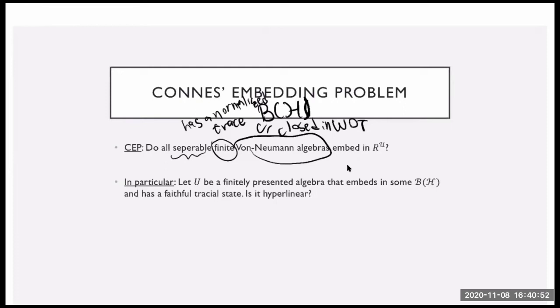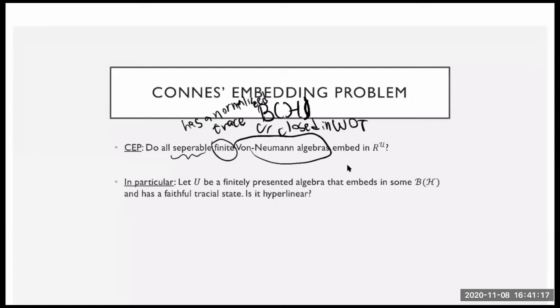Assuming the continuum of points, what do I need for them to be isomorphic? There are many ways to construct potentially this R to the U. You can use different ultrafilters, and there are actually other ways to construct it. But up to some natural assumptions, all of them are isomorphic to one another as von Neumann algebras.